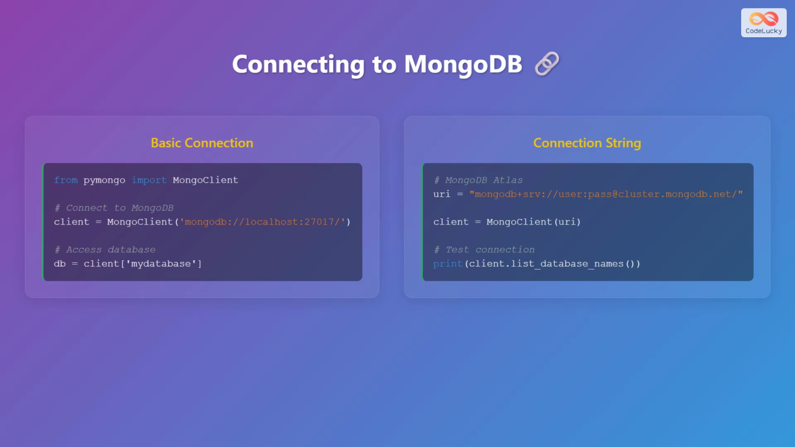If you are using MongoDB Atlas, you can connect using a connection string. The connection string includes the username, password, and cluster URL. To test the connection, you can print the list of database names using the list_database_names method.